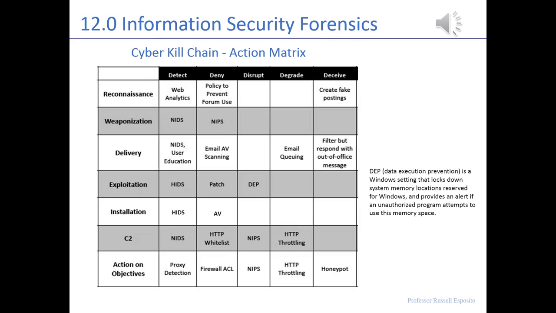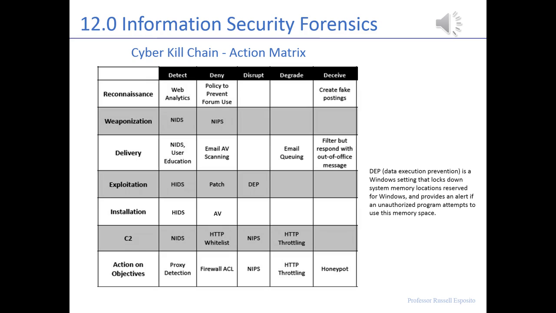And then their objectives. If they get that far and the hacker is achieving his or her objectives, and they're actually stealing your technology, your military secrets, your pharma, the customer lists, what can you do at that point? Of course, in the top black row, you see detect, deny, disrupt, degrade, deceive, different things you can do to mitigate or stop these steps in the kill chain.